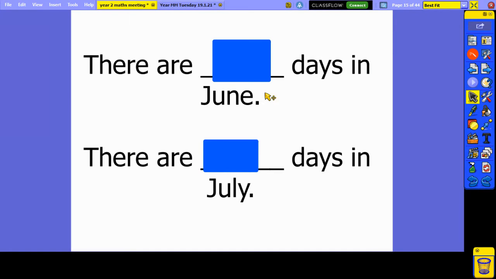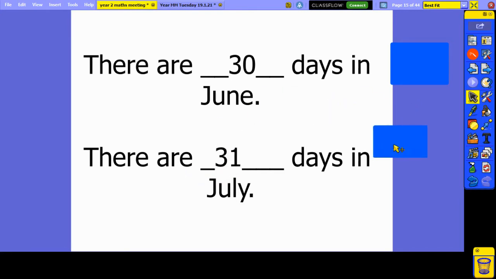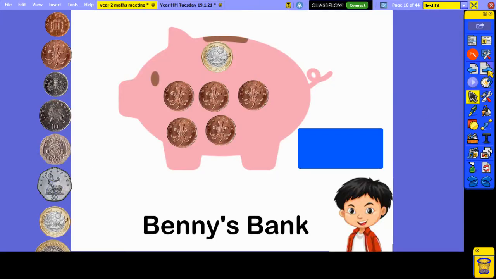How many days were there in June? There are 30 days in June. And how many days are there in July? There are 31 days in July. Good job.